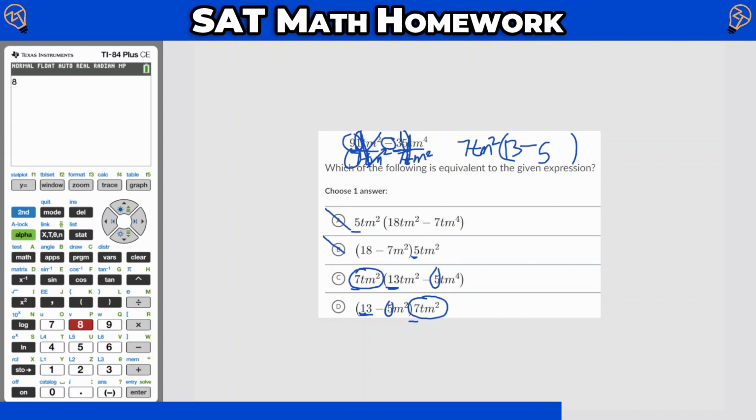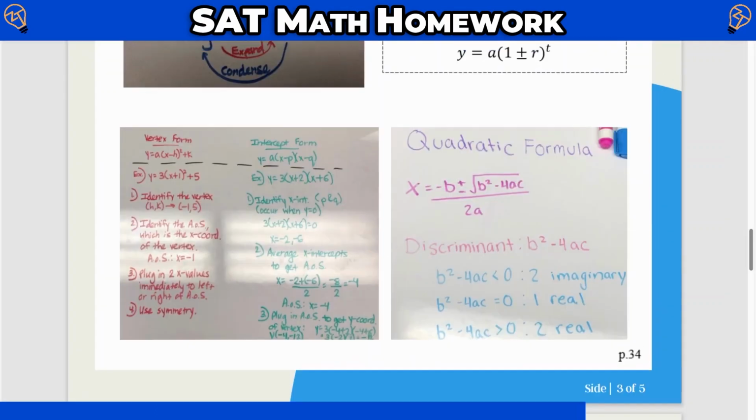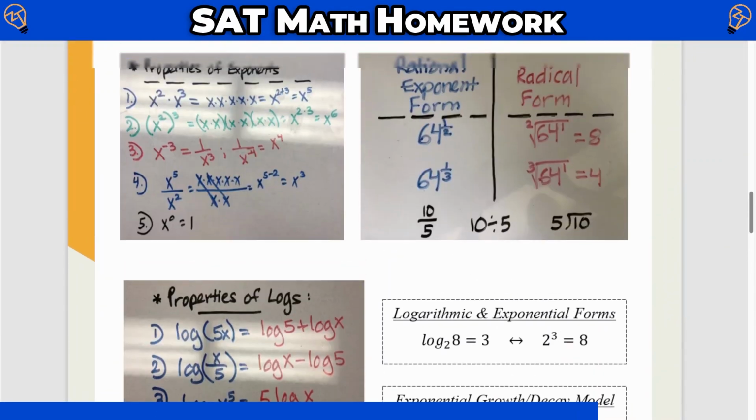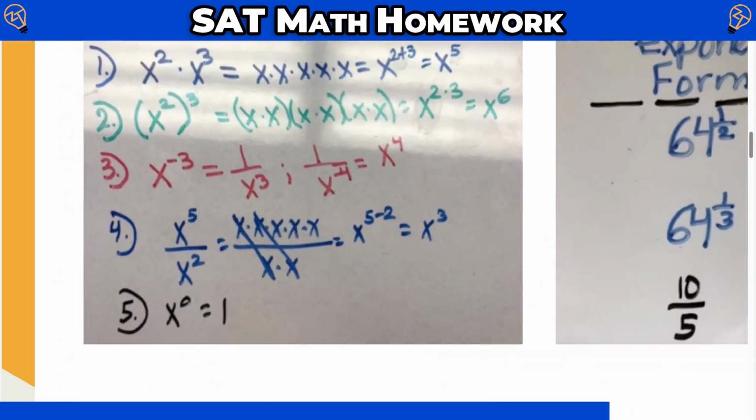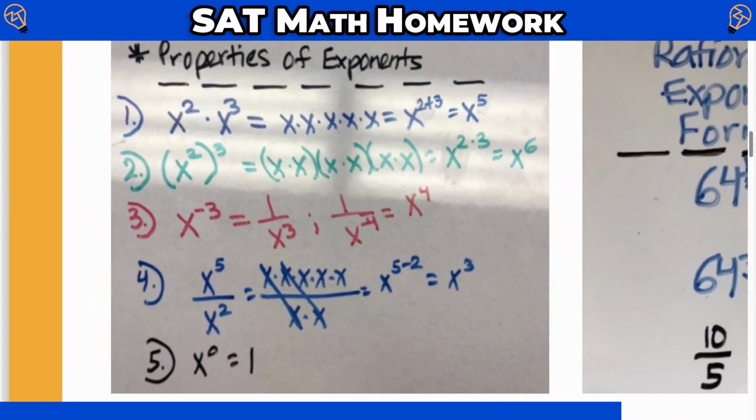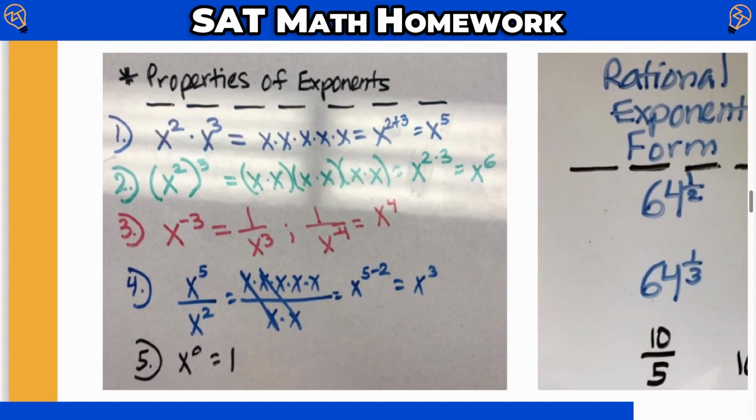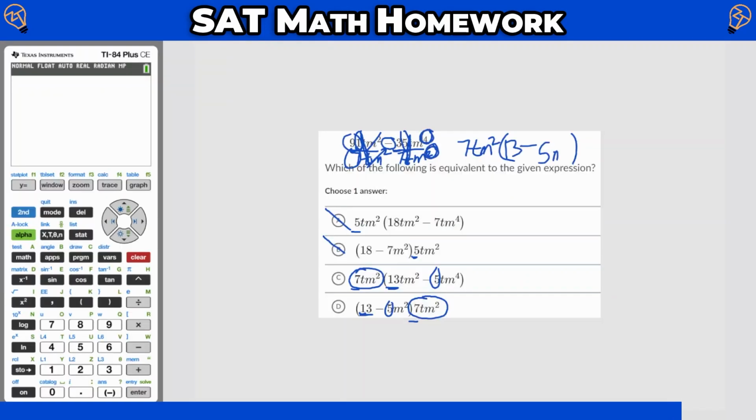The t's cancel, and when you subtract the exponents based on page 34, which is side 3 of our math reference document, notice you have property number 4 for the properties of exponents that says that when you have a quotient of powers, you subtract the exponents, top minus bottom, which gives us m to the second power.